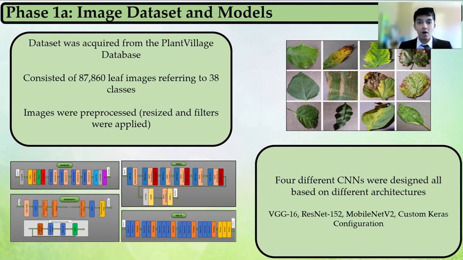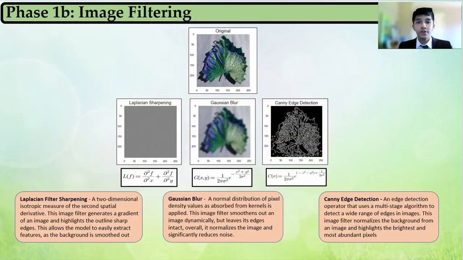To develop an optimal model, first an image dataset was obtained and pre-processed. This dataset was acquired from the Plant Village database and consisted of 87,860 leaf images referring to 38 classes. 4 different convolutional neural networks were then designed, all based on different architectures: VGG16, ResNet 152, MobileNet V2, and a custom Keras configuration. These are considered 4 of the most accurate, efficient, and effective model architectures for computer vision tools and multi-class classification problems. Through the usage of the CV2 library, image processing filters were also applied during the training, validation, and testing process to explore efficient and precise feature extraction.